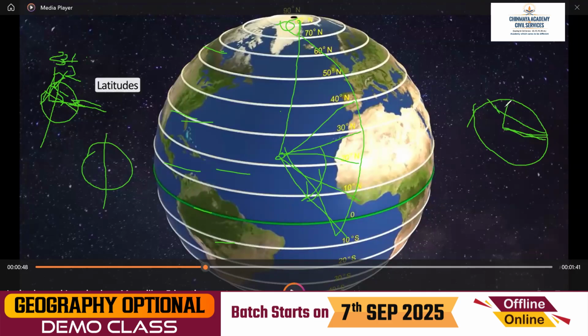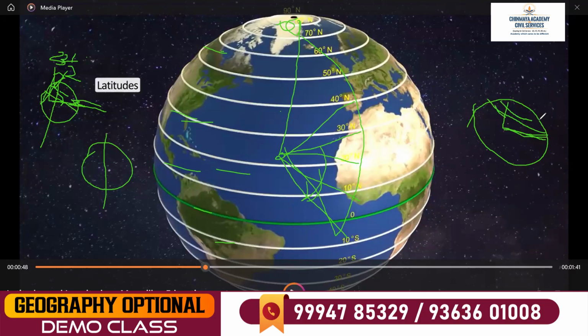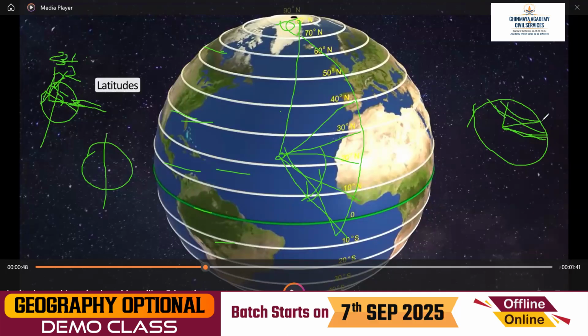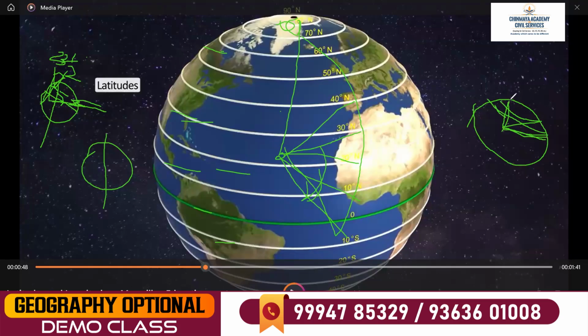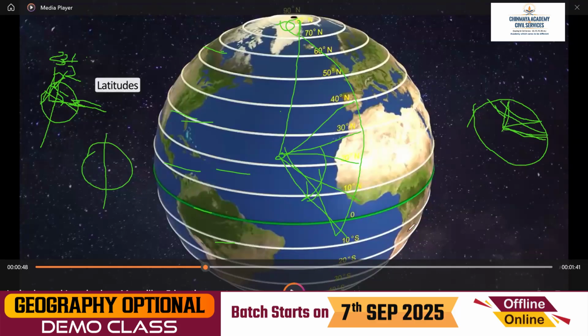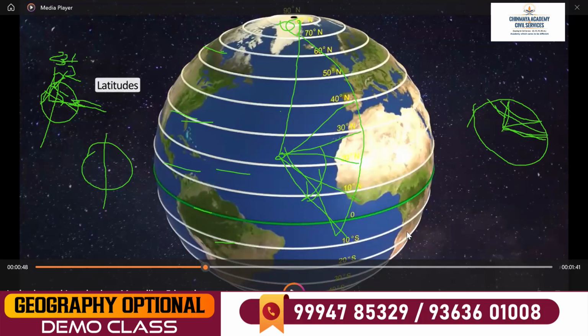Then another line here, if I connect the center and this, then this is 20 degrees latitude. Like that, the latitudes will keep increasing. Finally, 90 degrees is the pole. Like that, we have to cut the apple. I will give the demo later on. Anyway, this is also important.